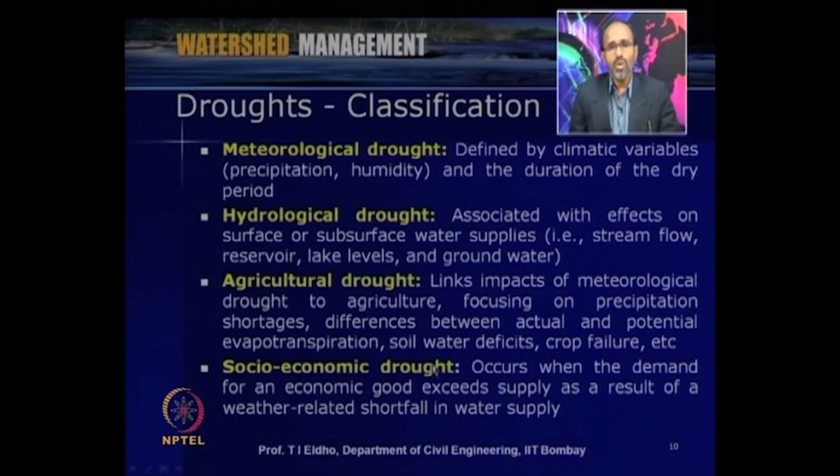And then socio-economic drought occurs when the demand for an economic good exceeds supply as a result of a weather related shortfall in water supply. So, when water is not available, there are impacts related to social or economic issues. That generally we call socio-economic drought. Now let us look into all these classifications in detail.